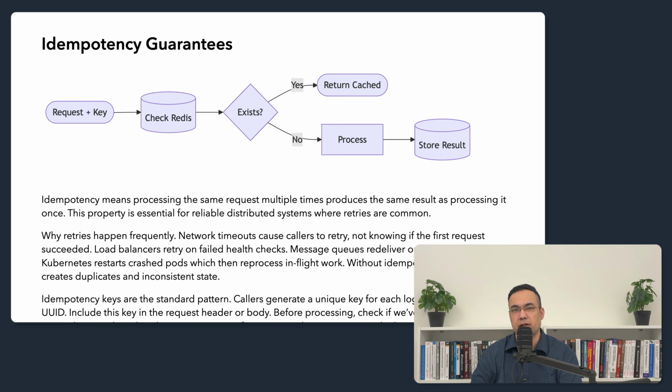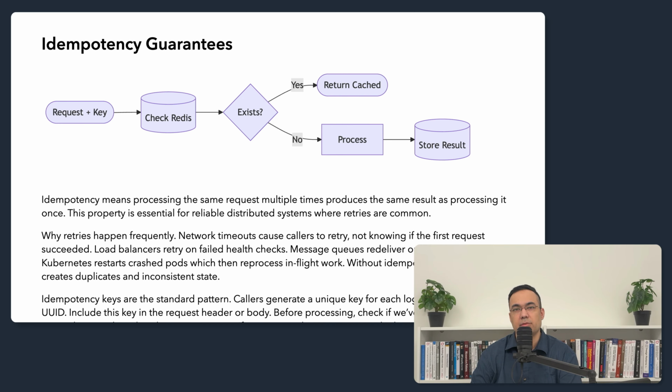Load balancers retry on failed health checks. Message queues redeliver when the consumers crash. Kubernetes restarts crashed pods, which then replays the in-flight work. Without idempotency, each retry creates duplicates and inconsistent state. With idempotency, retries are safe. Idempotency keys are the standard pattern. Callers generate a unique key for each logical operation, usually a UUID.